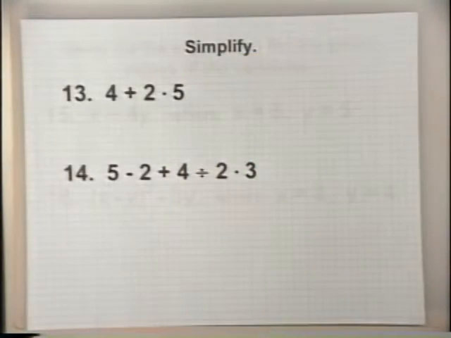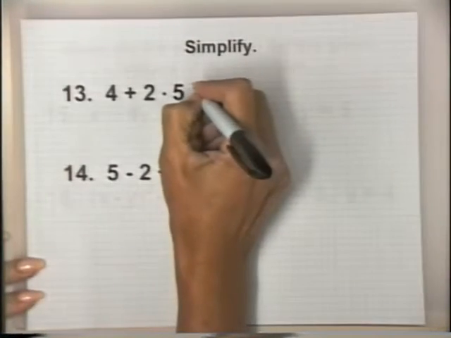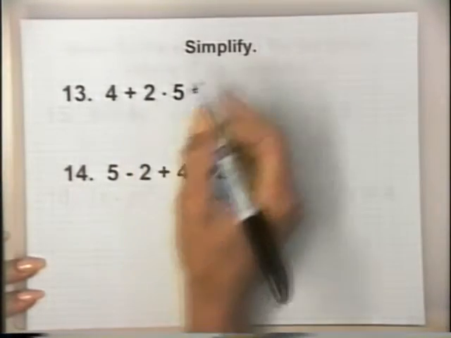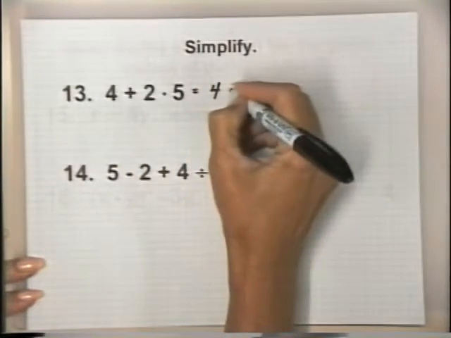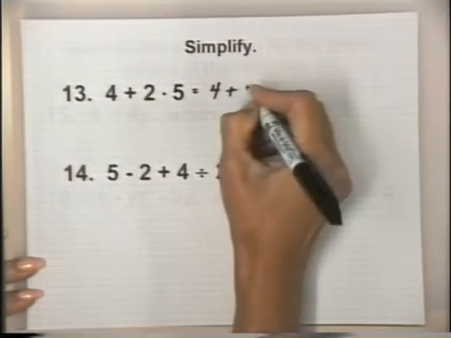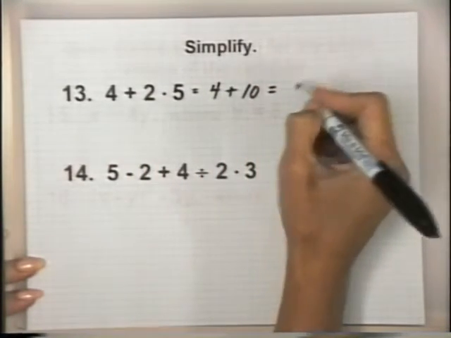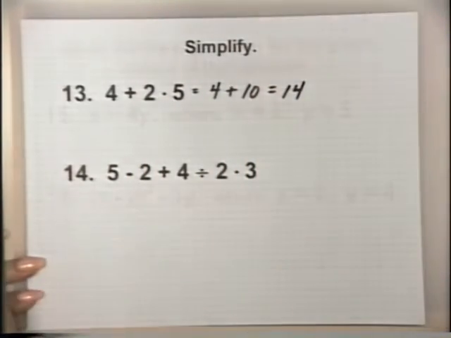How did you do? Let's work these problems. In problem number 13, we are to simplify. We have 4 plus 2 times 5. We have no parentheses used as grouping symbols. We have no exponents, so we want to multiply first. So we'll say 4 plus the 2 times 5 is 10, and 4 plus 10 is 14.